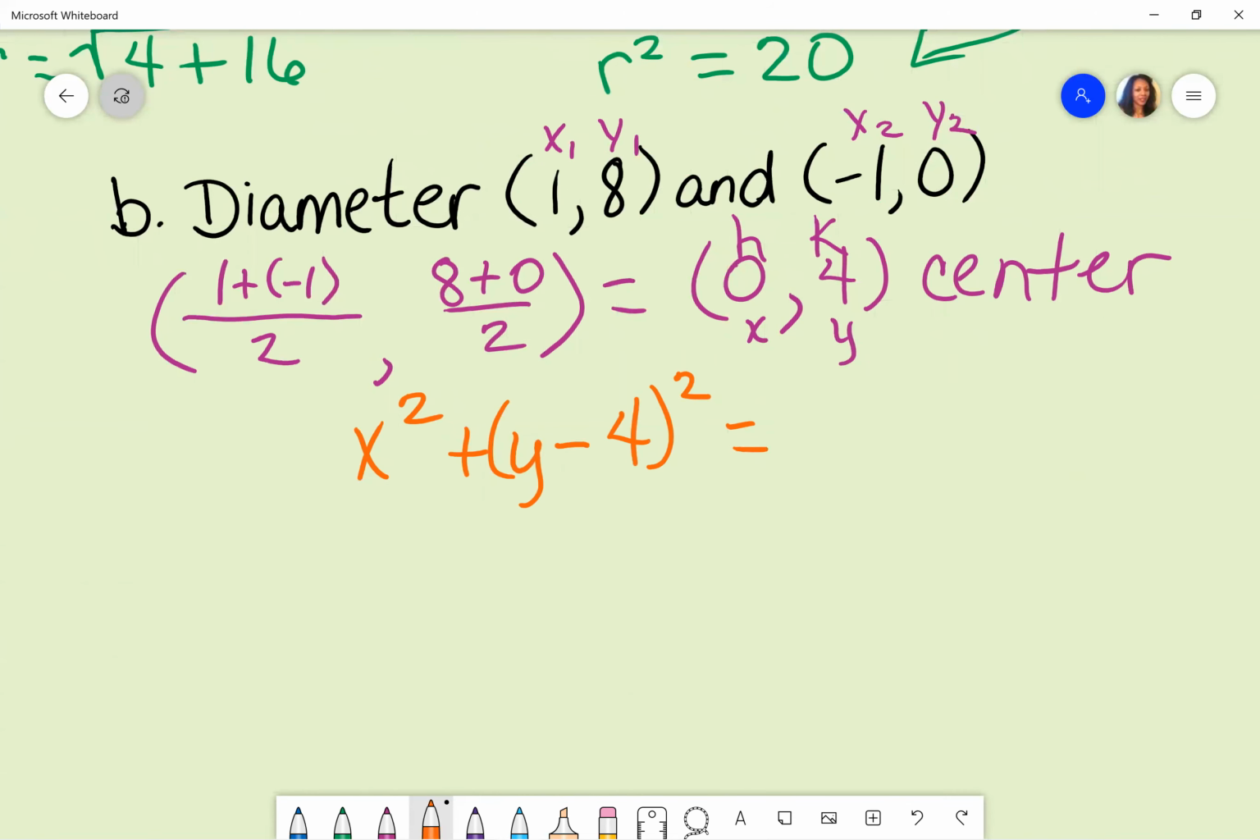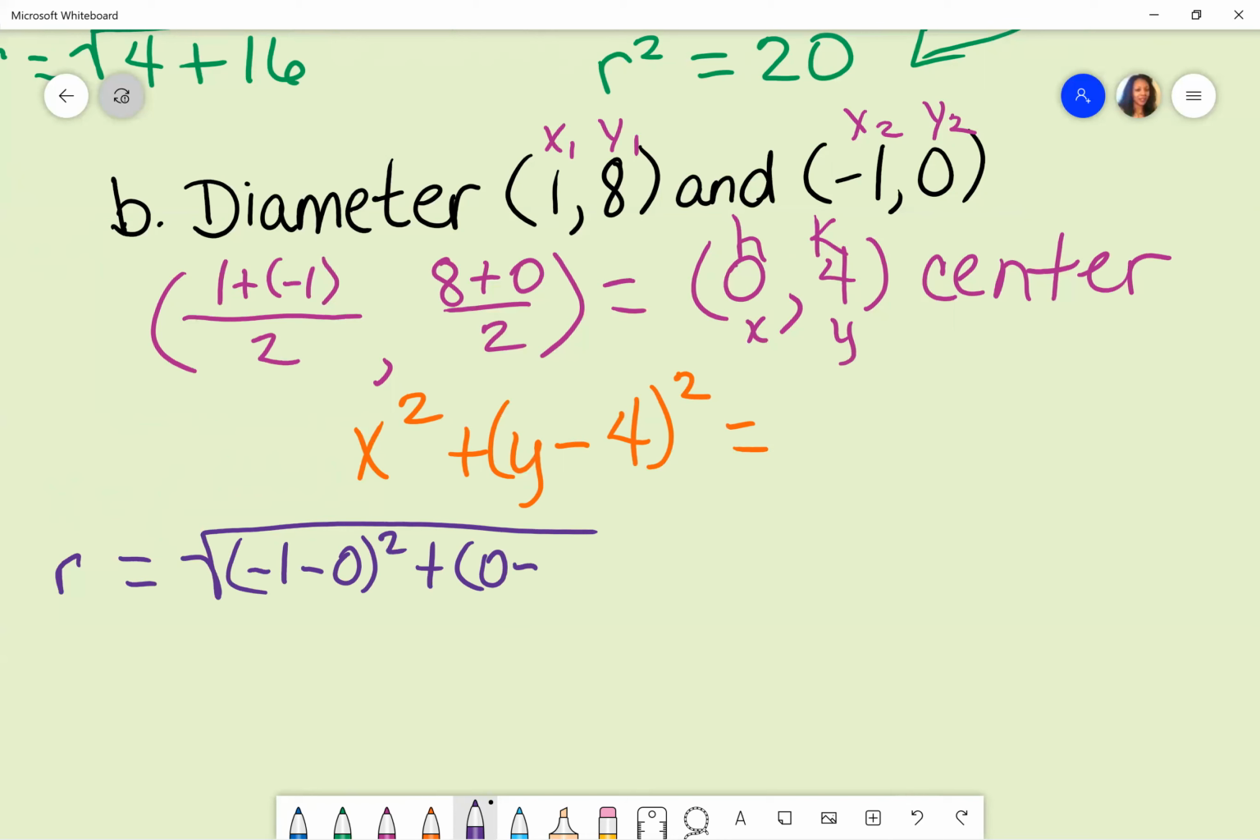So in order to find my r, let's just go ahead and use the distance formula, which tells me to take either one. I'm going to take this ordered pair this time, but I can take either one as long as I stick with the same one. So my x value is -1. And then my formula tells me to subtract it from my center, which is 0. And then I'm supposed to square it, add it to my y, which is 0, and then subtract it from my k, which is 4. And again, I'm squaring this.